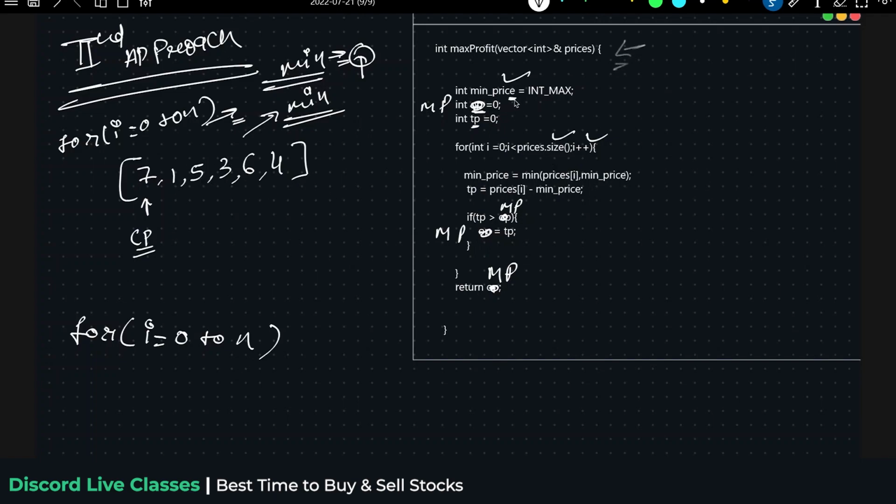I have initialized minimum price with INT_MAX. INT_MAX will initialize your variable with a very high maximum value. It would not be an infinite value, but it would be some number. Don't focus on it, just consider that it will initialize this minimum price variable with the maximum value. Then you will be using the minimum function. Let me just change the pen. So I'm using the minimum function here.